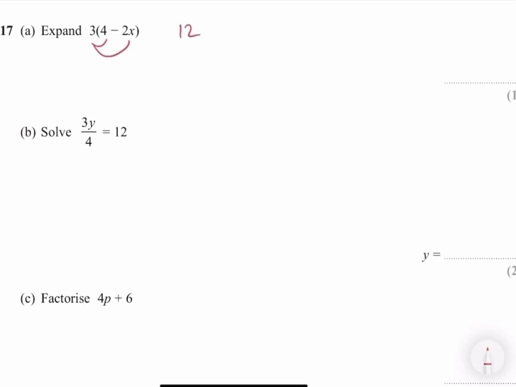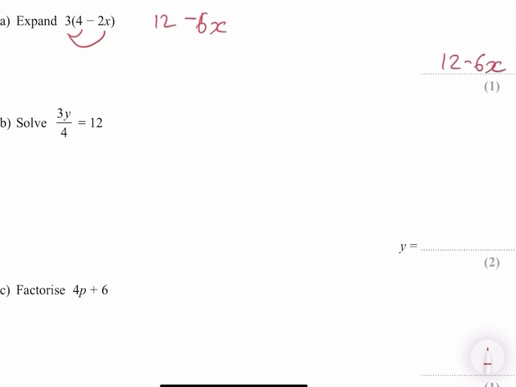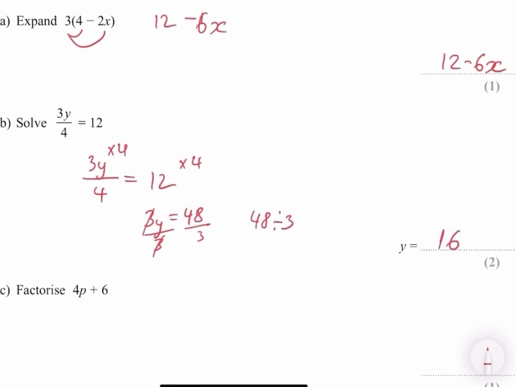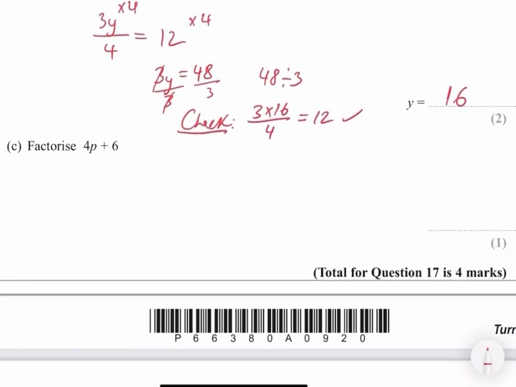Question 17, expand, so multiply by 3 what is inside the brackets. You get 12 minus 6x. Solve, apply opposite calculations, times by 4 first, and then you will divide this by 3. So you get 16. You can check this by replacing y by 16. 3 times 16, and then divide by 4, you get 12.